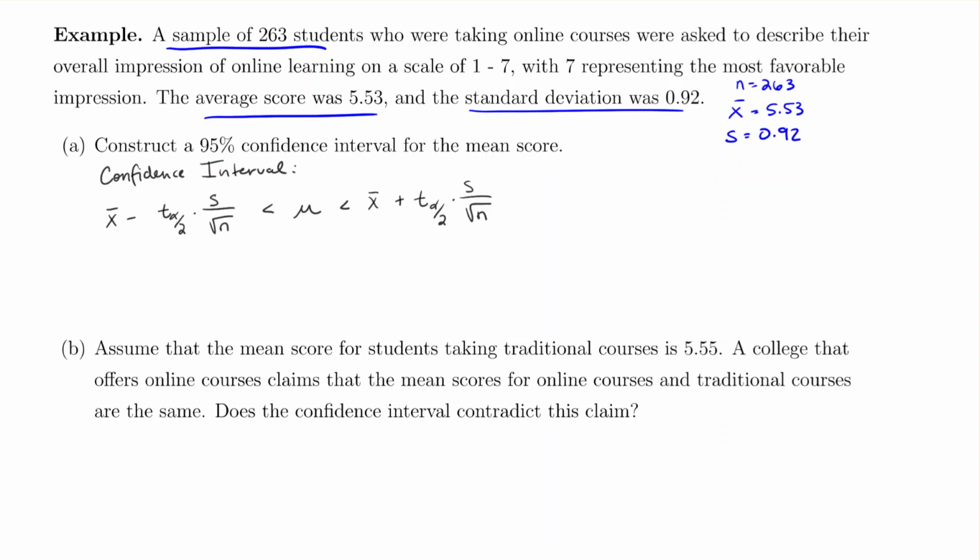Now, we know the following. X bar is 5.53. S is 0.92. Excuse me, I added an extra 0 there. N is 263. So the only thing that remains before we can evaluate this formula and find our confidence interval is this T alpha over 2. And we know that's our critical value.